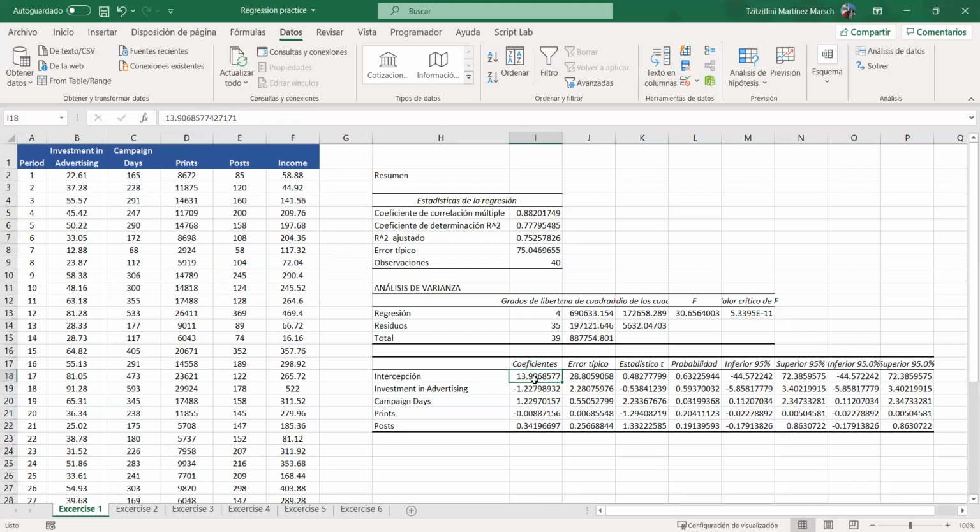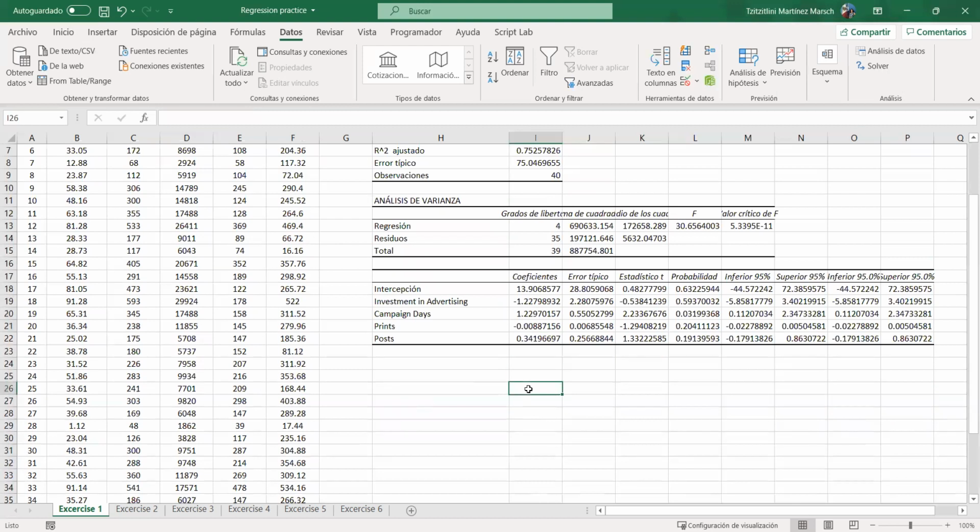And if you see right here, this is going to be our equation. My intercept is my A, and each of these is going to be my answer, okay? These negatives mean that it goes in the opposite direction, okay? So if I reduce my investment in advertising, that means it's not going to go down, it should go up, okay?